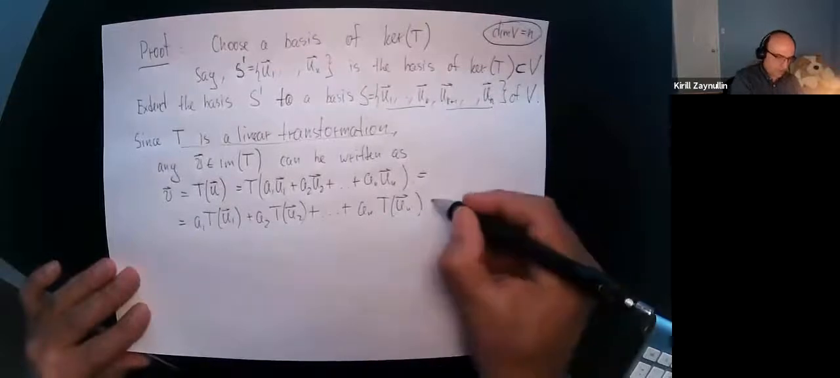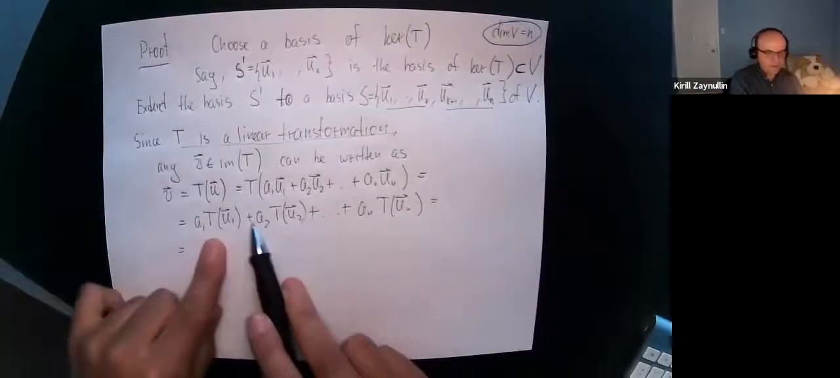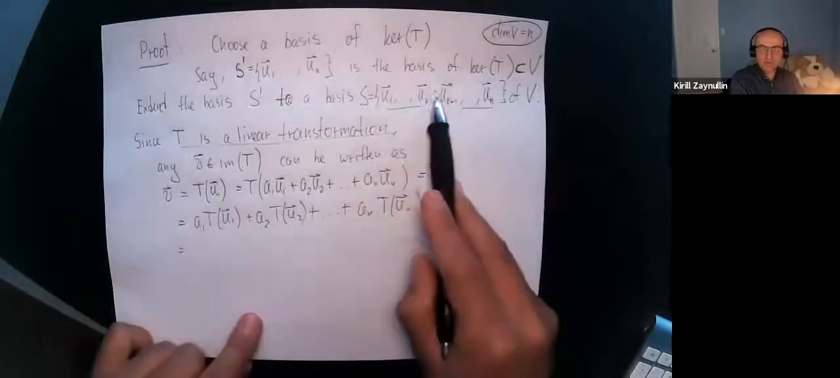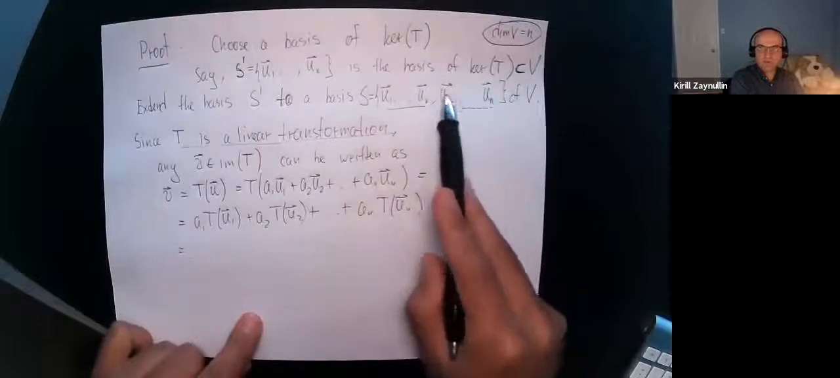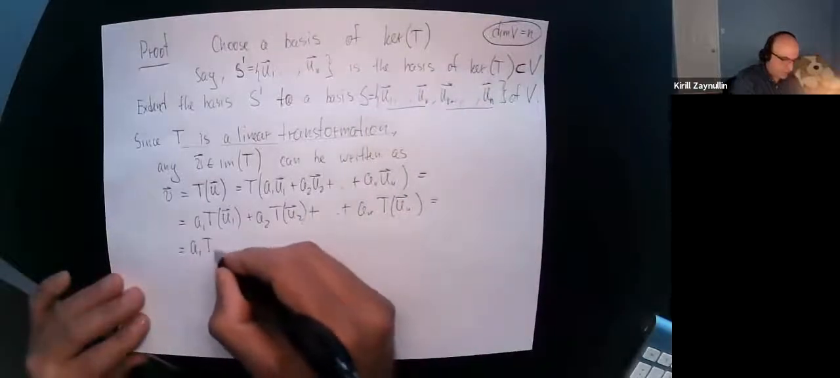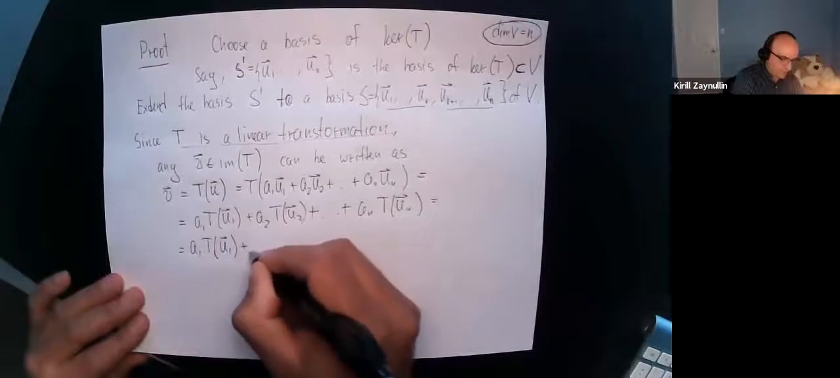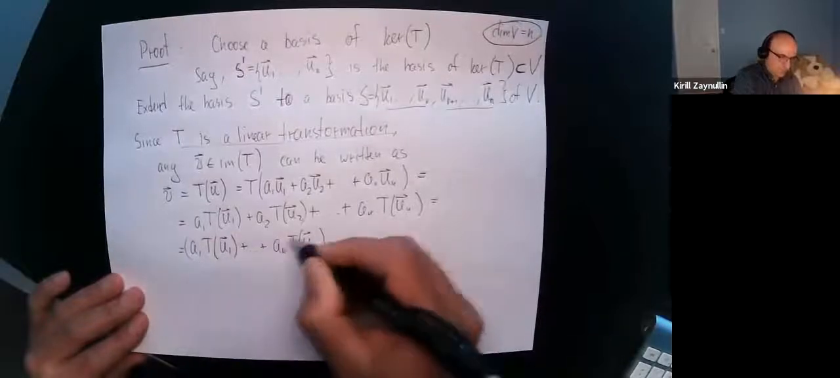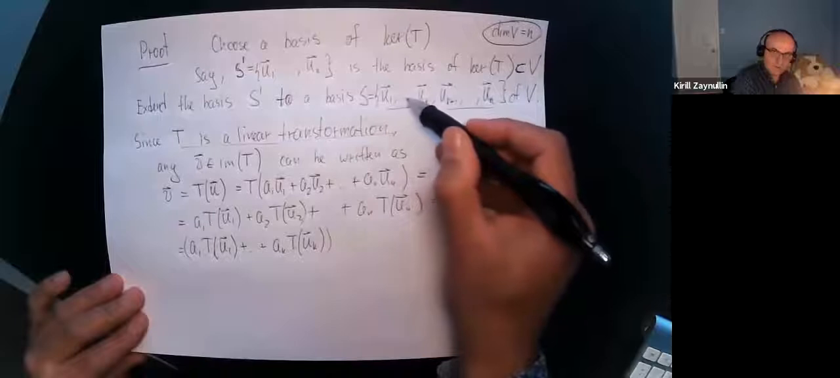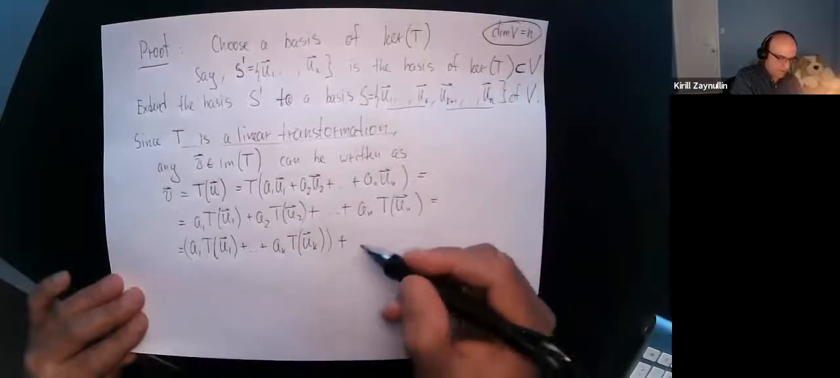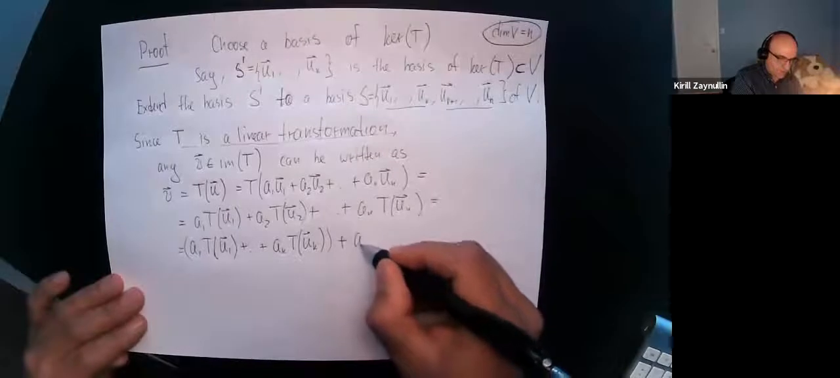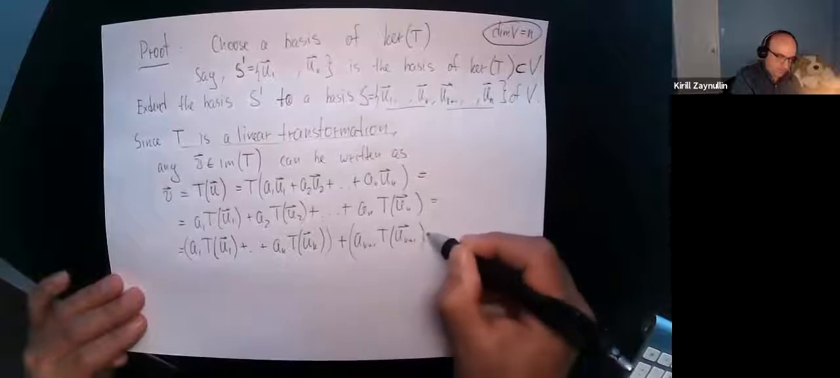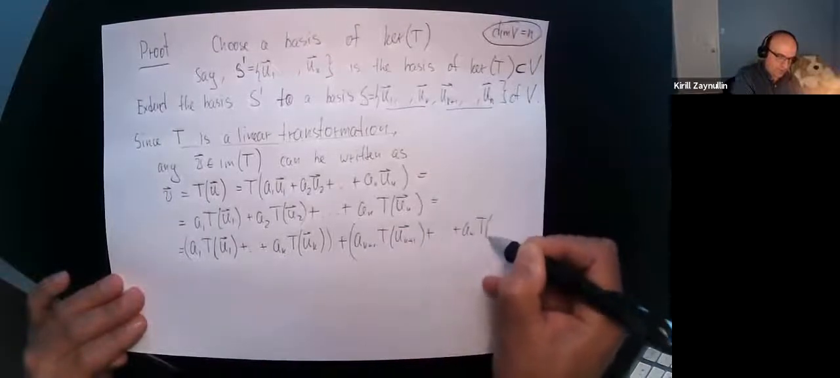But on the other side, let's carefully write it down. This is a long sum, and it has n summands. But look, it consists of this part here and of that part there. So let me carefully write it down: a1 T of u1 plus, and so on, plus ak T of uk. So that's the first part corresponding to these basis vectors. And then the remaining part is just a(k+1) T of u(k+1), and so on till the very end, an T of un.